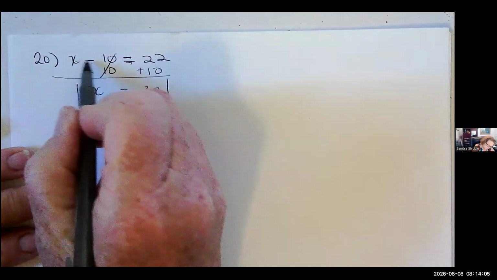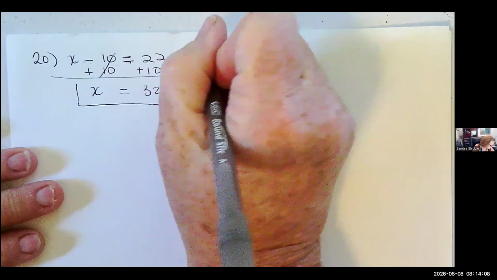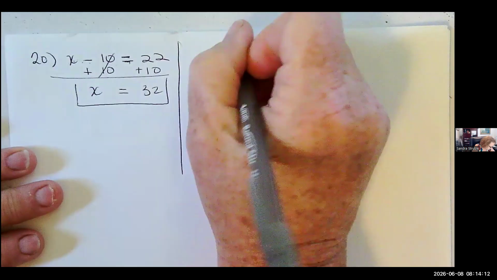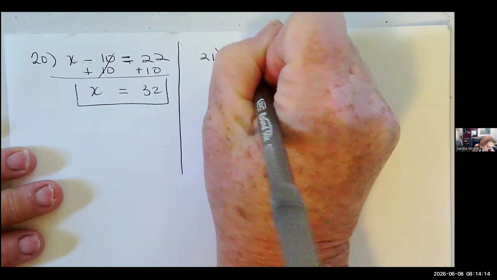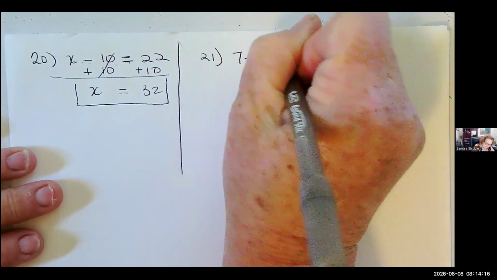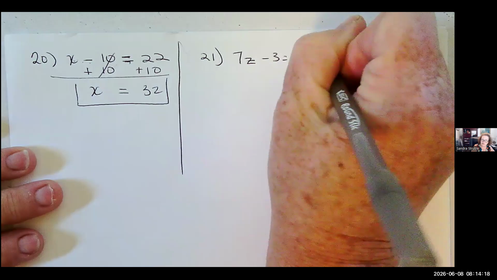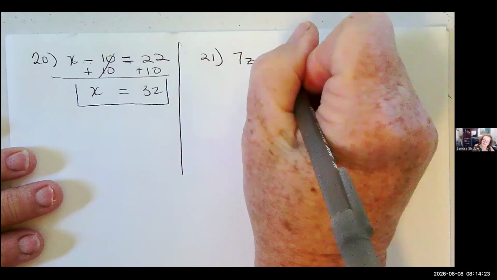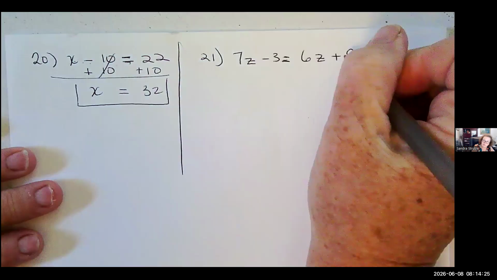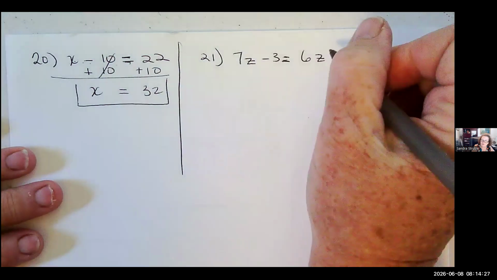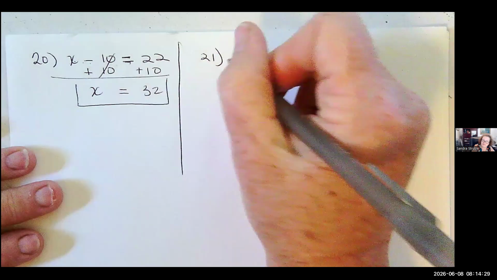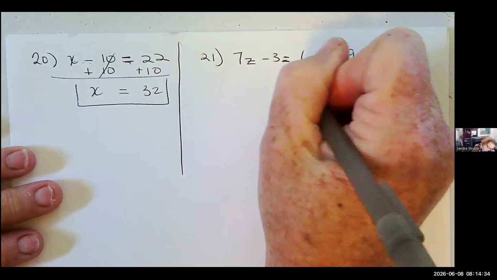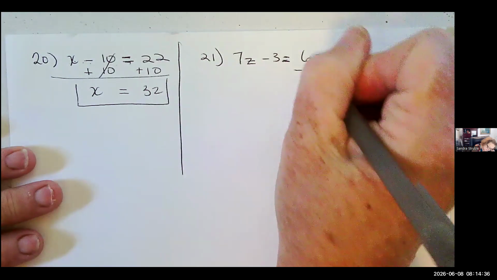Let's go to 21. 7z minus 3 is equal to 6z plus 9. Well, we can't combine like terms on either side. So I need to get my values with z on one side and my numbers on the other. So I'm going to move my 6z to this side by subtracting it. It's positive, so I need to subtract it from both sides.